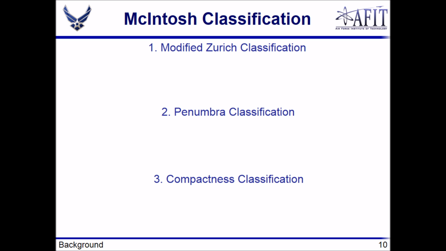So on slide 10 here, I want to highlight the differences in the McIntosh classification. I talked a little bit about the fact that we use the McIntosh classification system at all of our solar observatories, but the McIntosh system is divided up into 3 different parts. We have number 1, the modified Zurich classification, 2, the penumbra classification, and the third part is the compactness classification. Each one of these has a letter associated with that part of the classification, and the McIntosh classification requires that you have a letter from each of the 3 different parts.